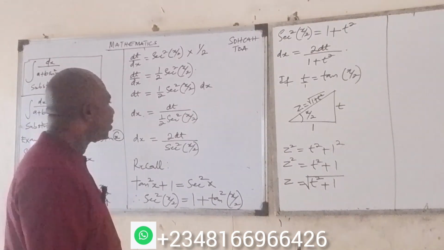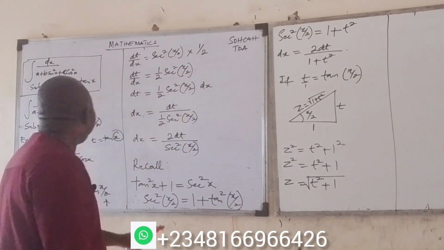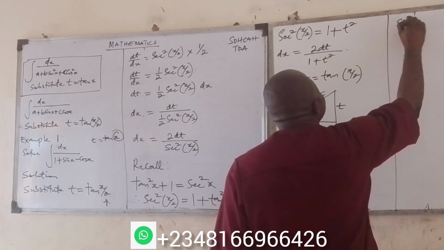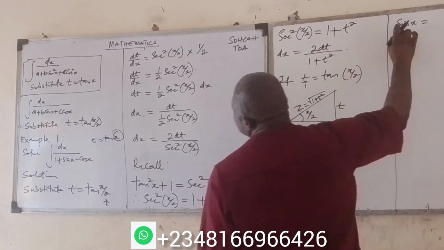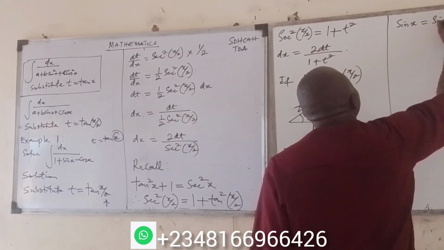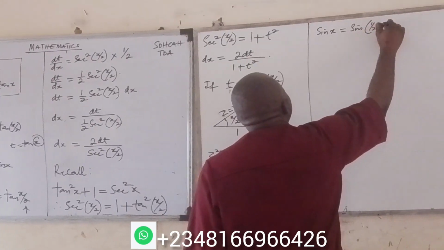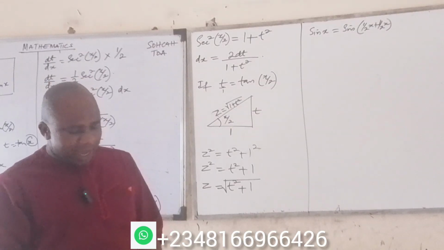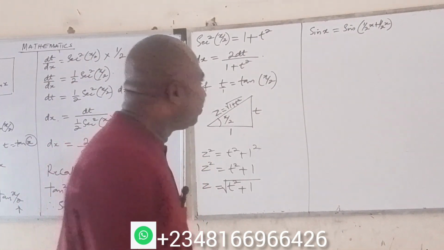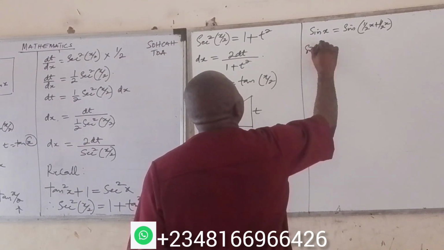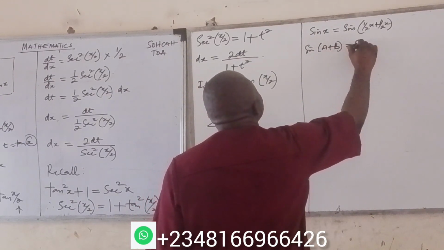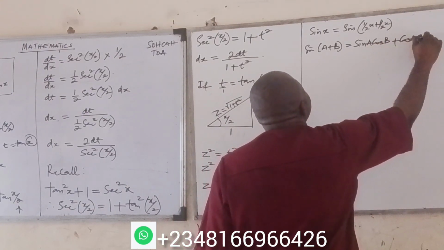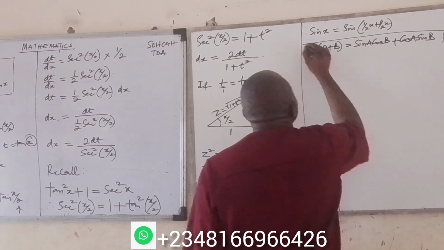So now in this case, let's see the value of sine x. This sine x is the same thing as sine of half x plus half x, that's x over 2 plus x over 2. Now from the compound angle relationship in trigonometry, we all know that sine of a plus b is the same thing as sine a cos b plus cos a sine b. Let's take note of this relationship.